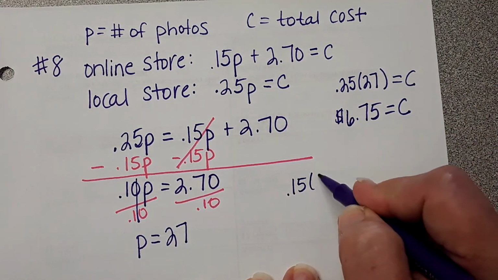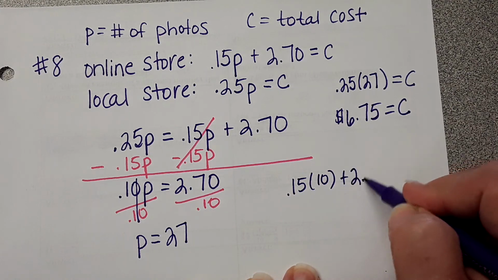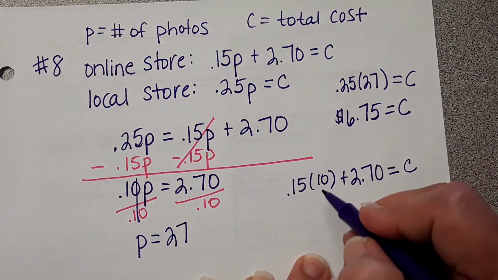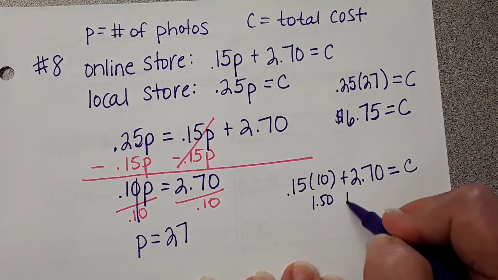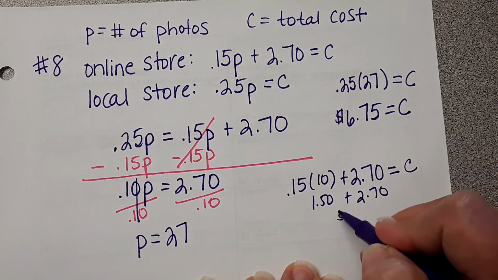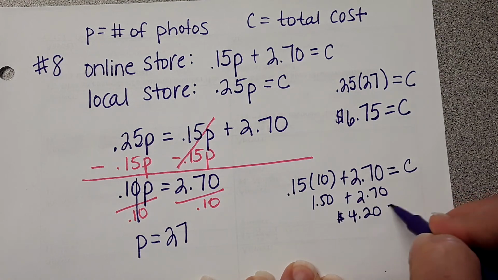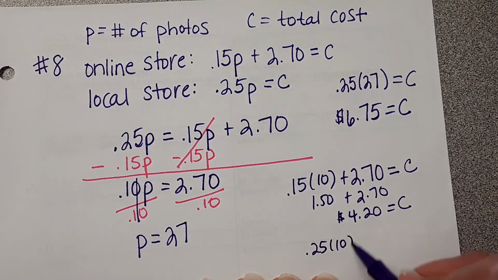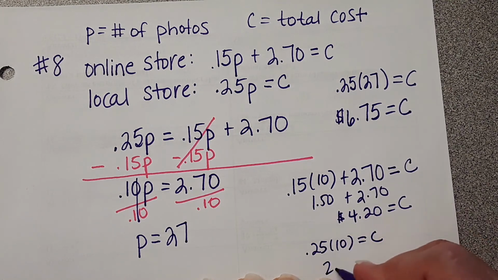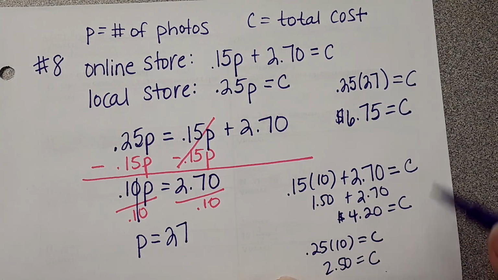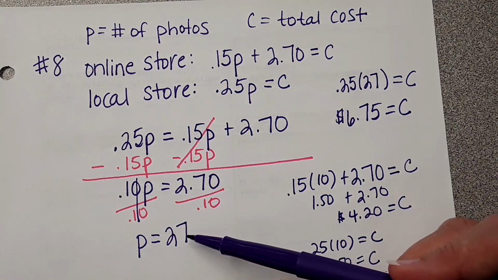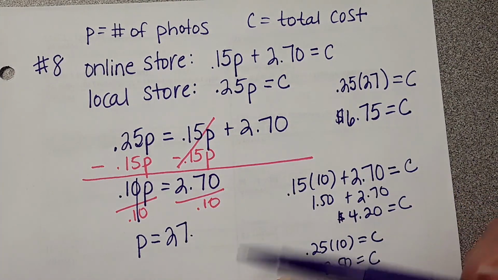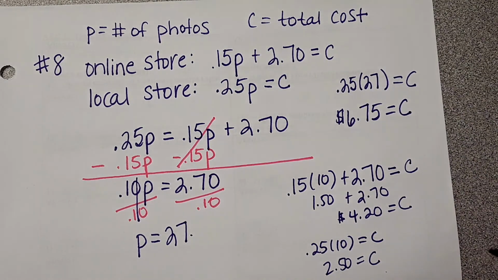Plus $2.70, and my total cost would be $1.50 plus 2.70 is 4.20. And then if I did 0.25 times 10, that would be 2.50. So it looks like if it's less than 27 photos, we should go to the local store. If it's more than 27 photos, we should go to online.